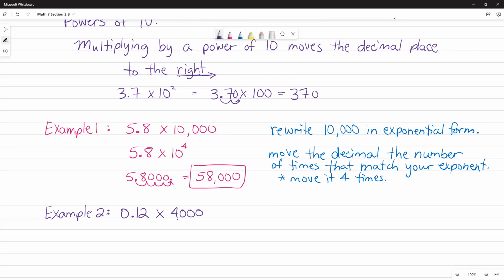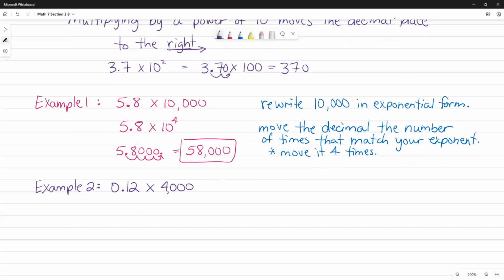So what we're going to do is rewrite that, separating out the power of 10. This is where we use some of our properties of multiplication. So our first step is that we're going to rewrite 4,000 as a multiple of 1,000. So let's see what that looks like. That means that we're going to leave the 0.12 the same, and then multiply that times 4 times 1,000. Now we have rewritten it as a multiple of 1,000.